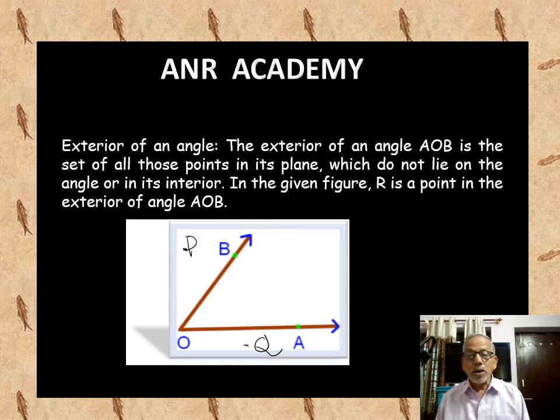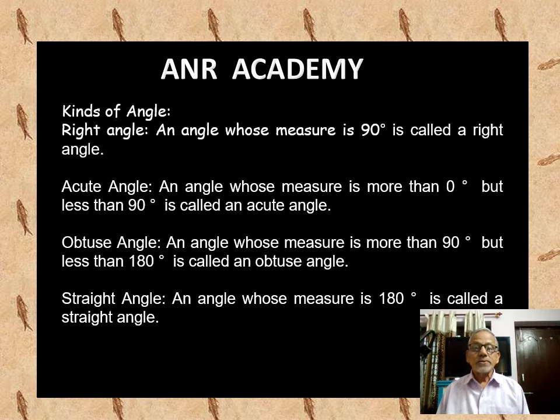This P is outside the ray OB. This Q is outside the ray OA. I think you understood what is the exterior part of an angle: the complete remaining plane is called the exterior of an angle. So now let us understand the definitions of certain angles.